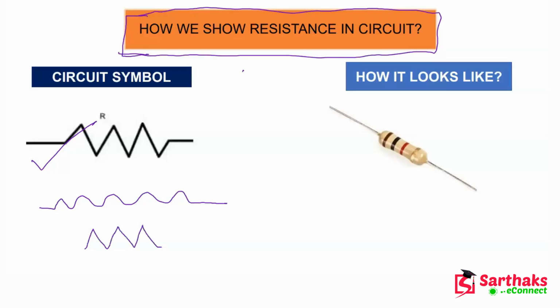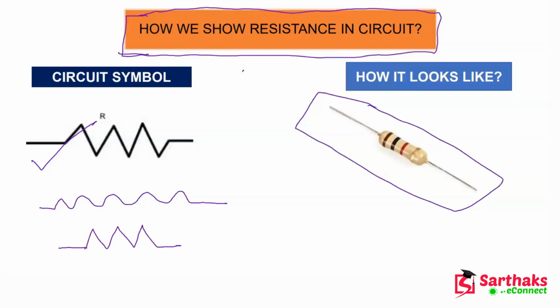This can also create lots of other issues, but let's not discuss these things here. Basically, this symbol of resistance is like a speed breaker. Why is it like a speed breaker? Because it decreases the speed of current. Now how does it look? This is how it looks. This is a resistance.